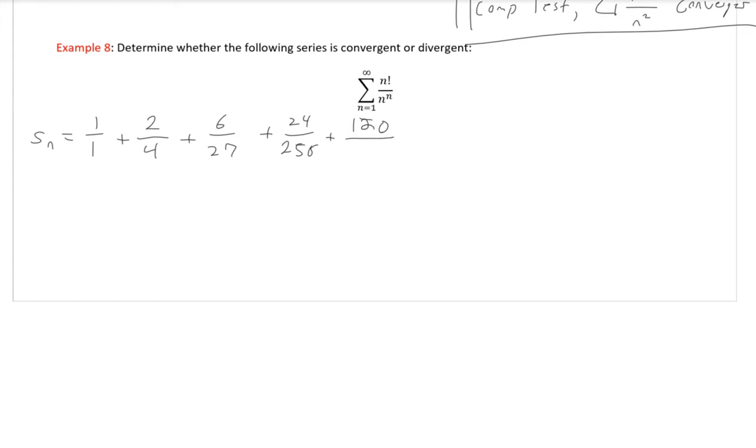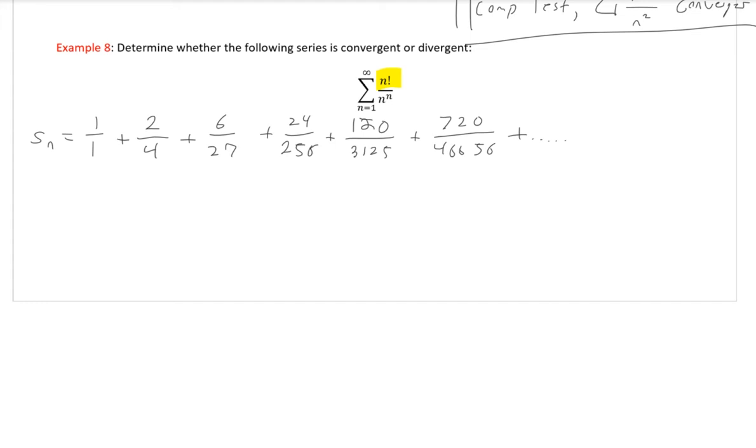5 to the fifth power is 3125. 6 factorial gives you 720 over 46656, etc. Not really seeing too big of a term, and the main issue here is n factorial, because we don't really know how to work with that yet. In the next couple sections, we're actually going to have a way of dealing with this specific summation that's going to be very, very nice.